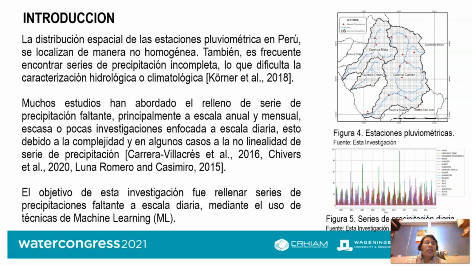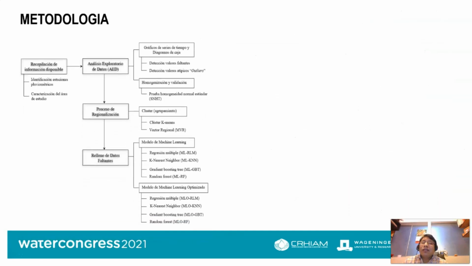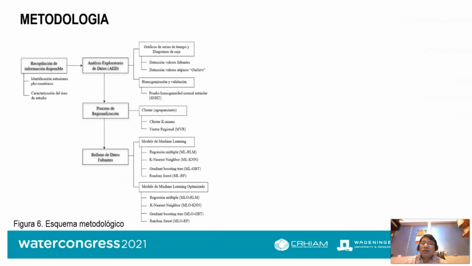So the main objective that we're after with this study is precisely to fill the missing precipitation series but at a daily scale using machine learning techniques. So this was done using this methodological framework, which shows the different stages. We have four important stages here.